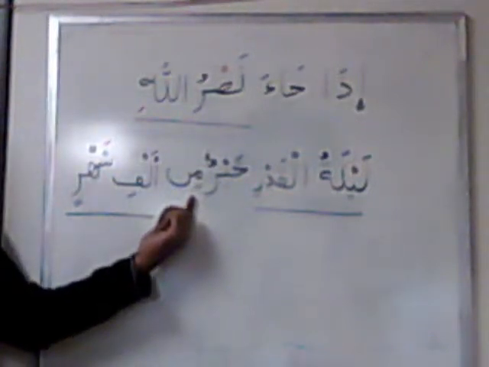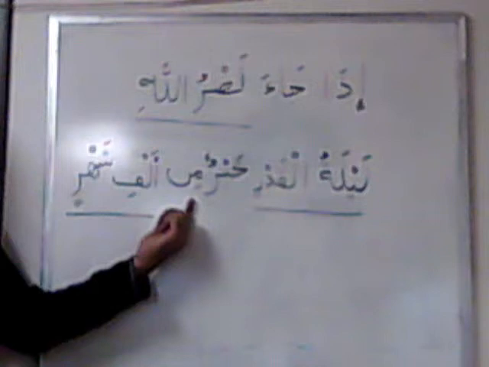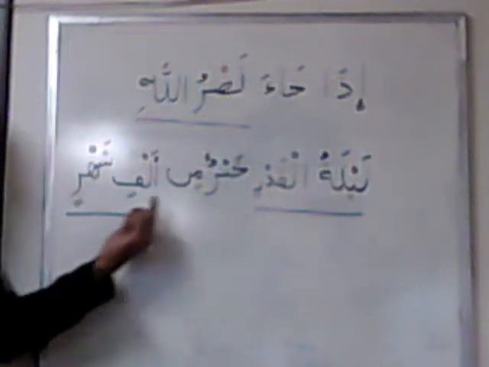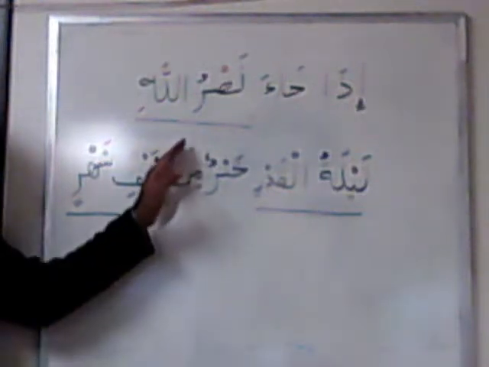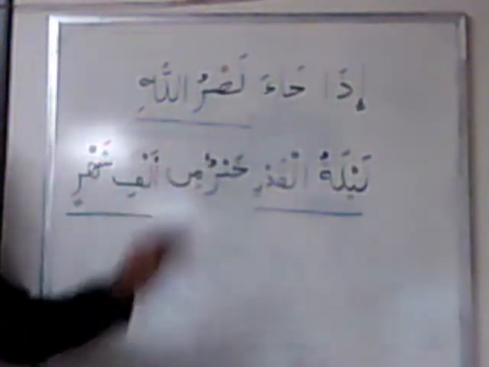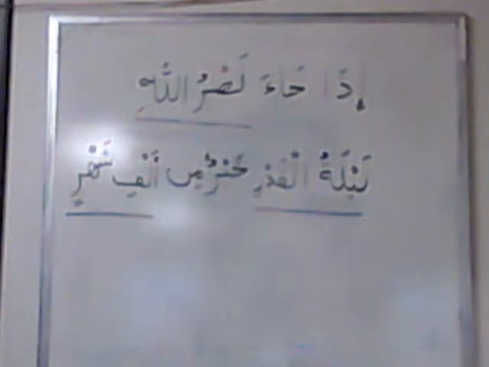So you have to remember this rule. Whenever a min or a fi or any of the other prepositions come, the noun changes into the genitive case. So if the min is not here, the original form is alfu shahrin, months.